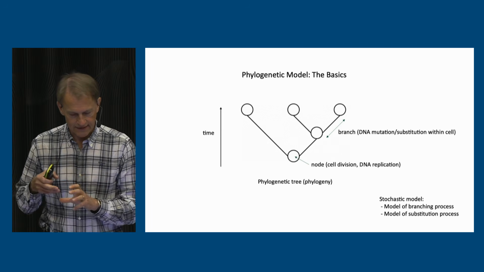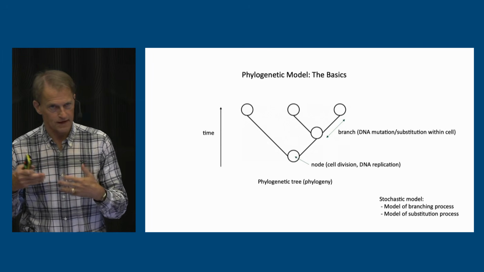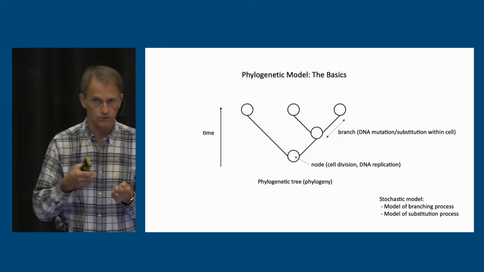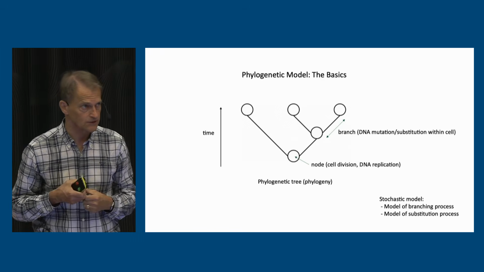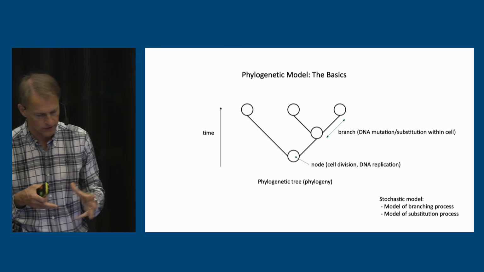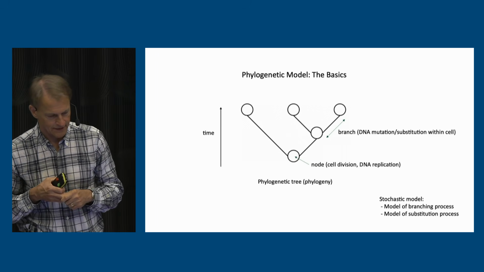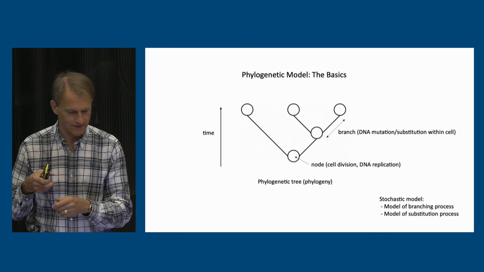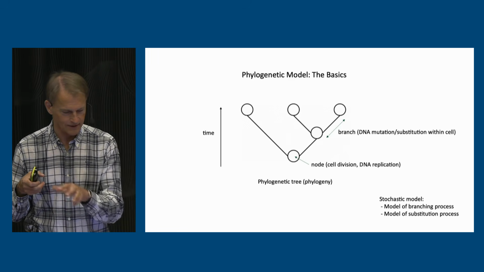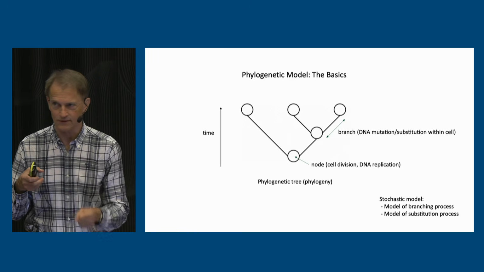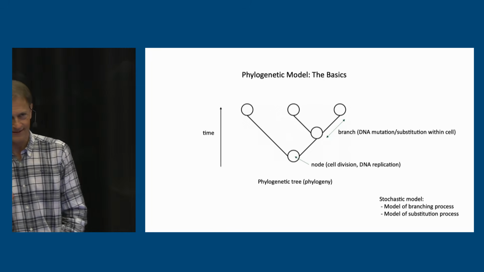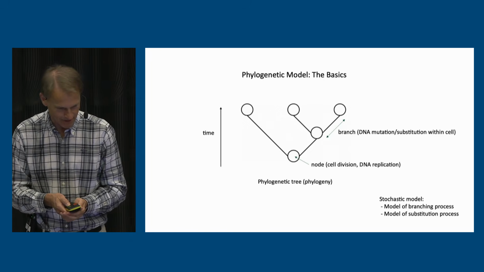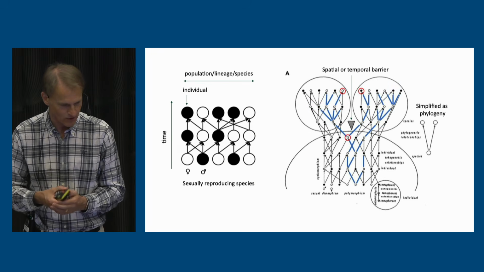And to build a stochastic model, what we need is some model of the branching process itself, and then some model of the substitution process, so how the DNA sequences change during this process. And maybe as a side note, I should say that the biologists always, well, these are trees, right? So we draw them with the root down. I've noticed that a lot of computer scientists tend to turn them upside down, but for a biologist, this is how we like to draw them.